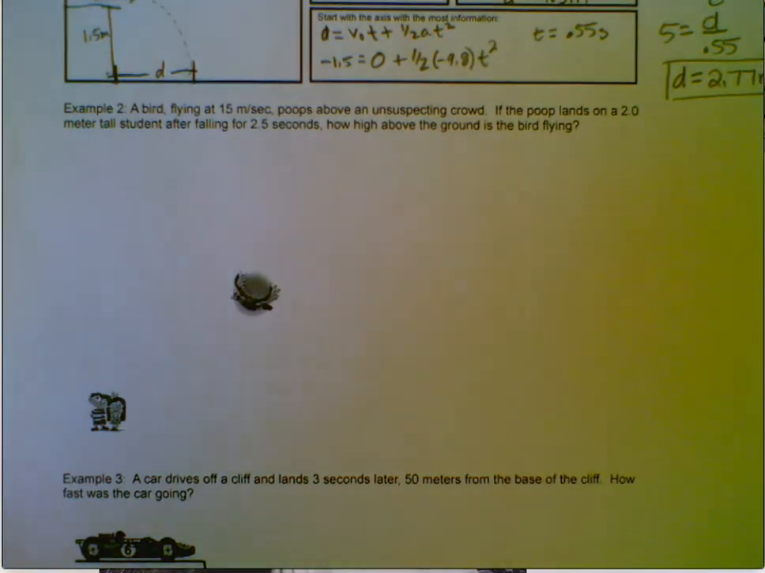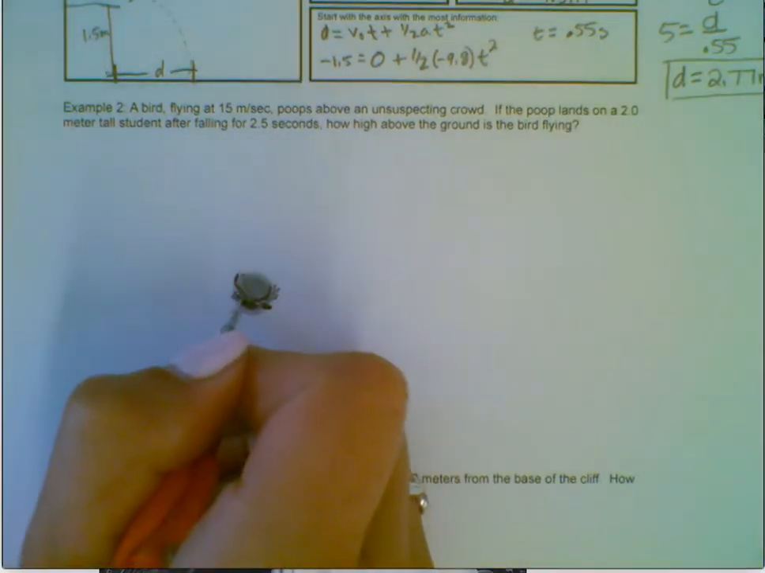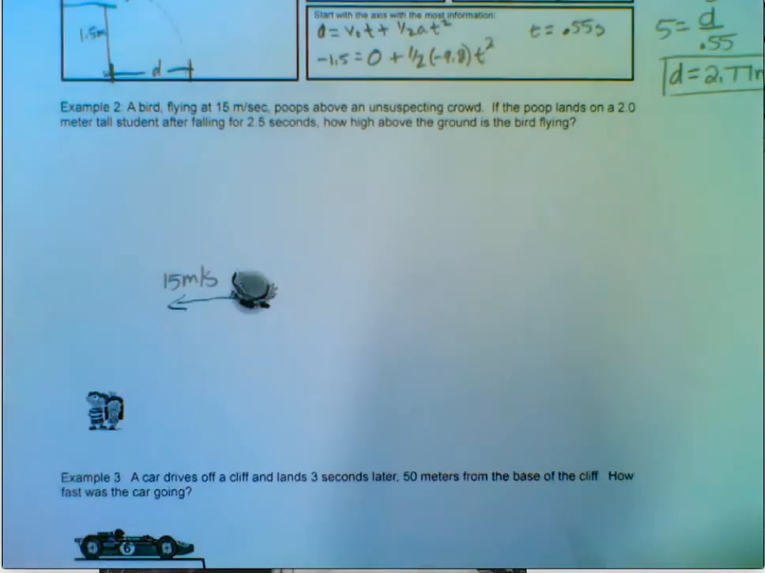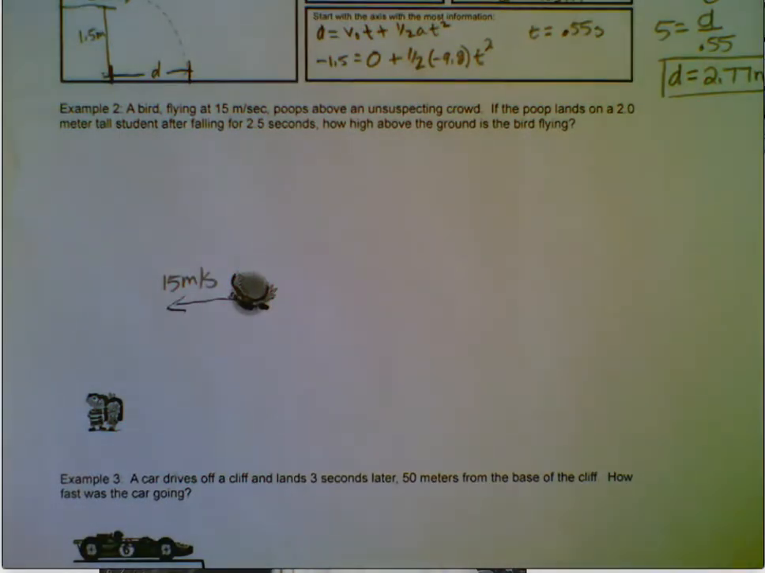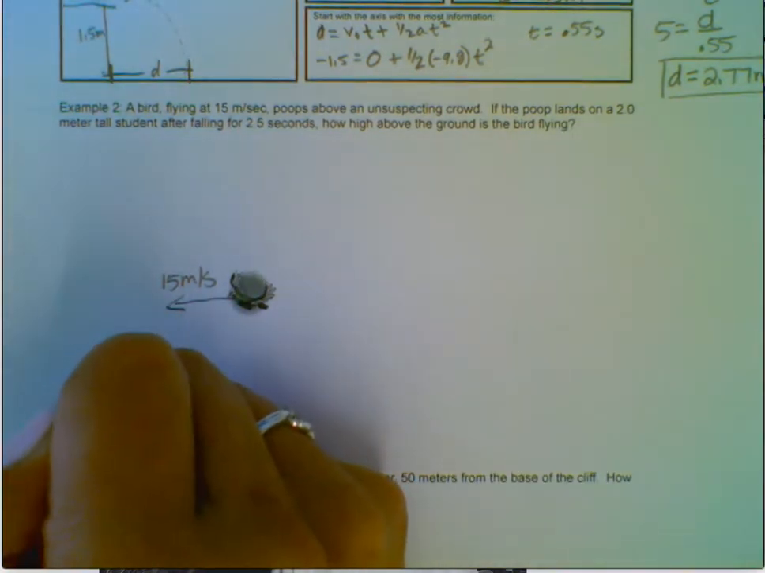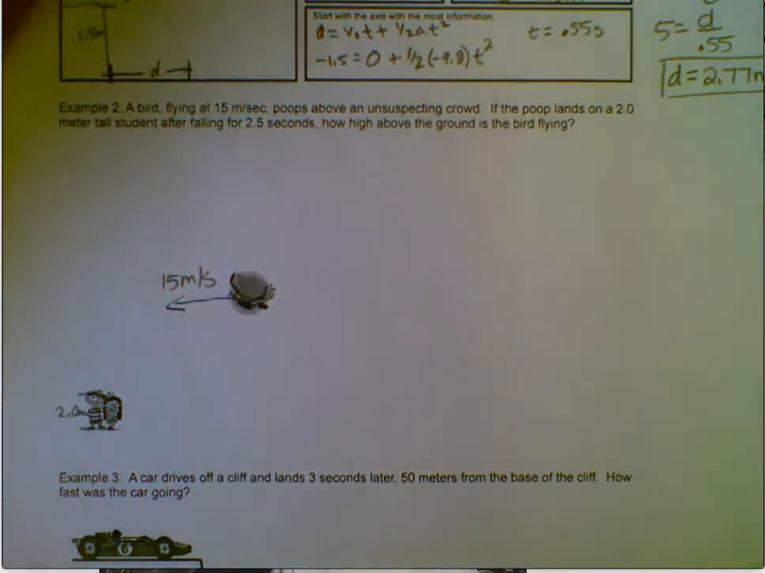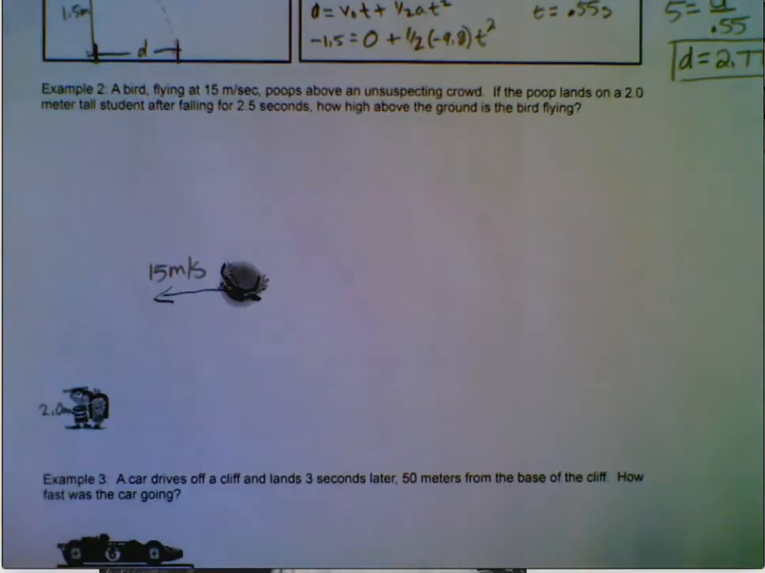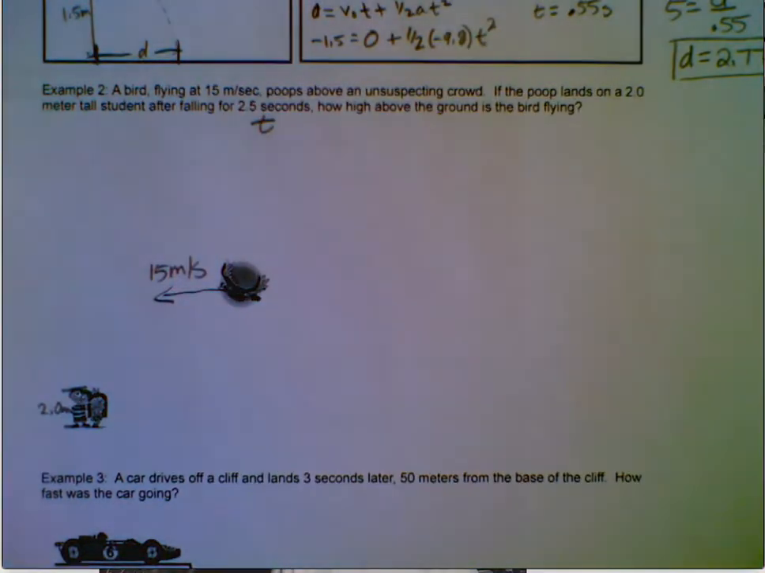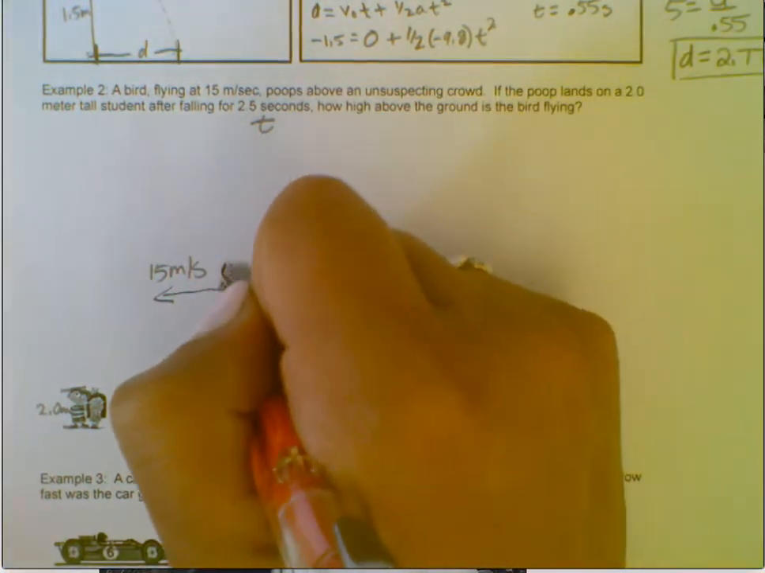All right, a bird flying at 15 meters per second. So he's flying this way. Poops above an unsuspecting crowd. If the poop lands on a 2.0 meter tall student, okay, so that guy's 2.0 meters tall, after falling for 2.5 seconds, so we know the time is 2.5 seconds. How high above the ground is the bird flying? So we want this distance.